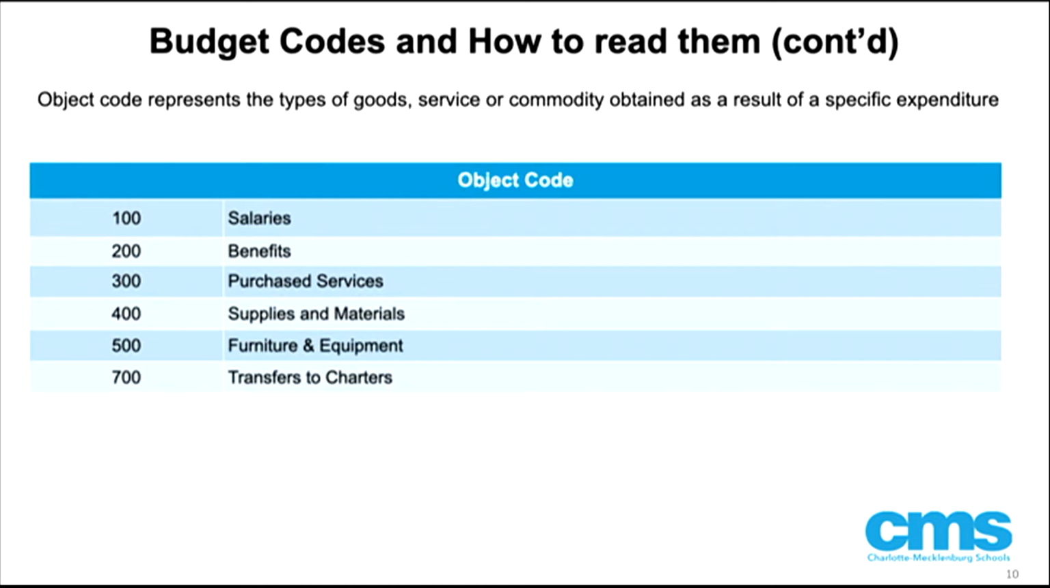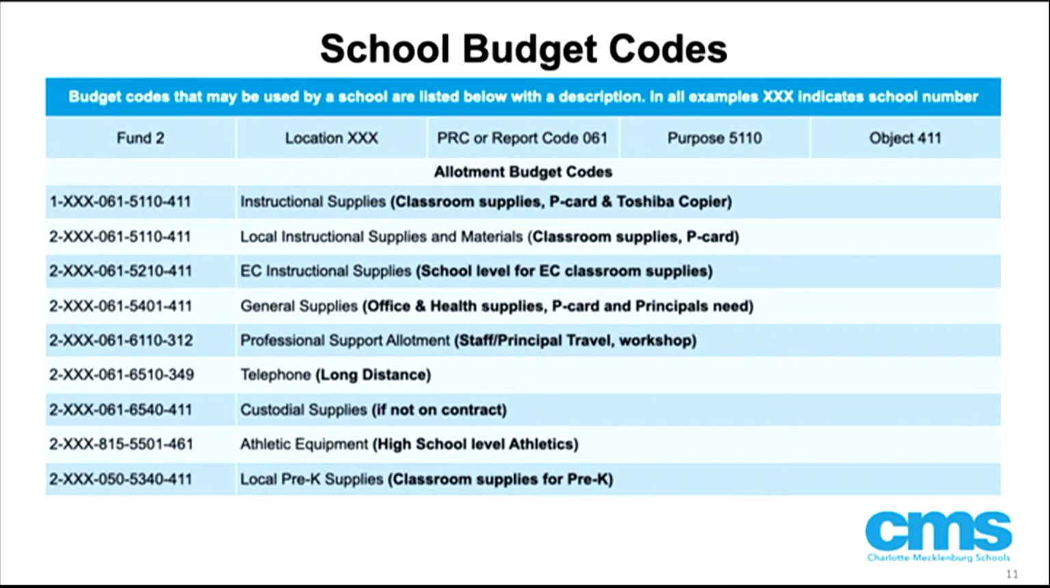Also, you'll hear us mention objective code. The objective code is those last 3 digits of your budget code, and they represent the type of goods or services or commodity obtained as a result of a specific expenditure. If you see any number beginning with 100, that means salary. So when you're reading your budget codes from left to right, you'll notice that. And here are some examples of what I'm talking about.